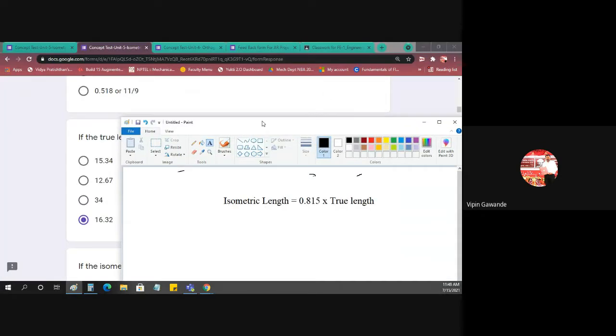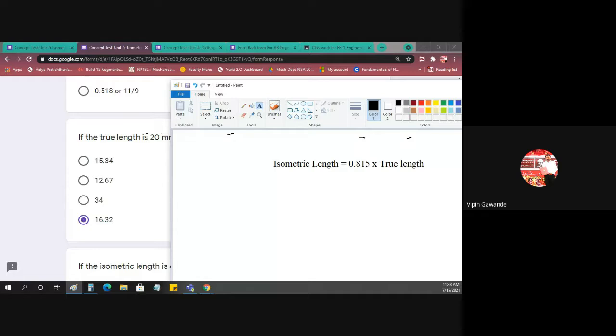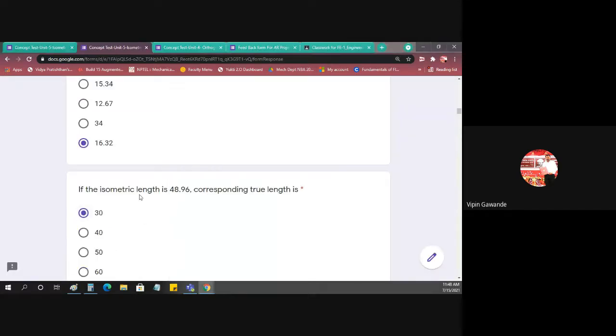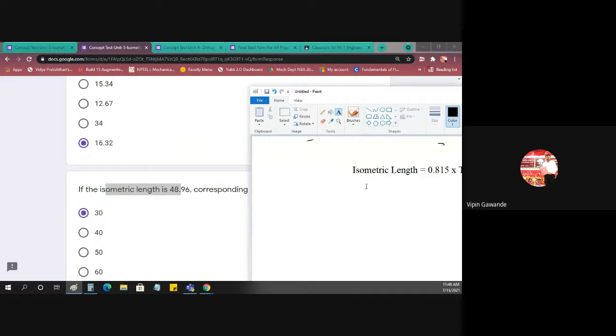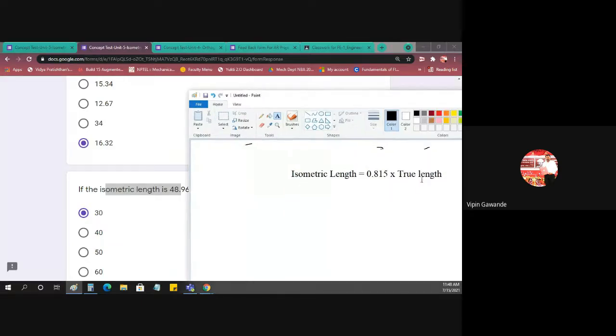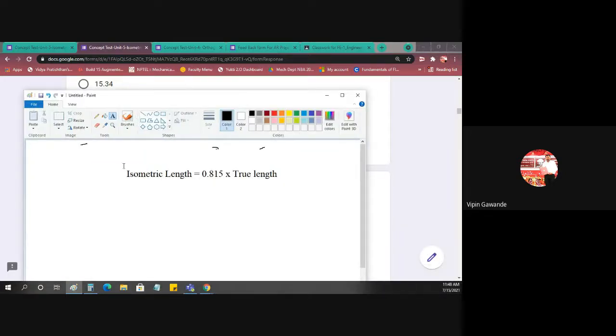Okay, so if you see here, true length is given, 20, so we have multiplied by 0.815. Now in the next problem, isometric length is given, that is equal to 48.96. So we have to find out the true length, so we have divided it by 0.815. So always remember this formula. This formula is very important. Isometric length is equal to 0.815 multiplied by true length. Okay, so this formula you have to remember.